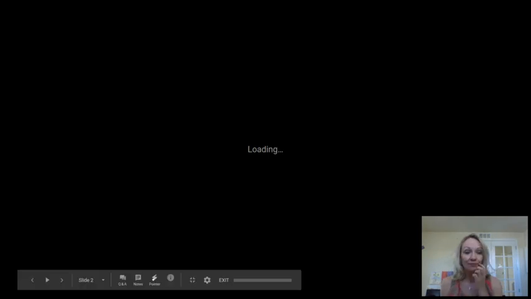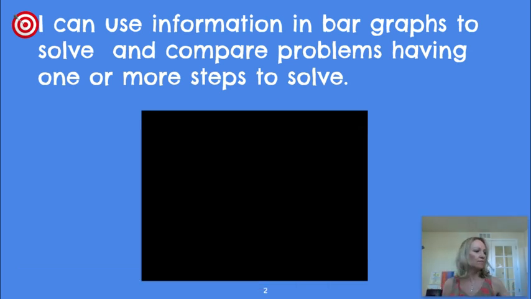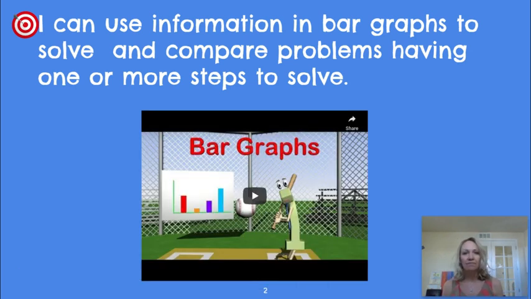Today we're going to continue working on our graphing. Today is kind of that one step forward because we're going to be creating a lot of problems and solving critical thinking problems with the data that we have. So our learning target today is I can use information in bar graphs to solve and compare problems having one or more steps to solve.